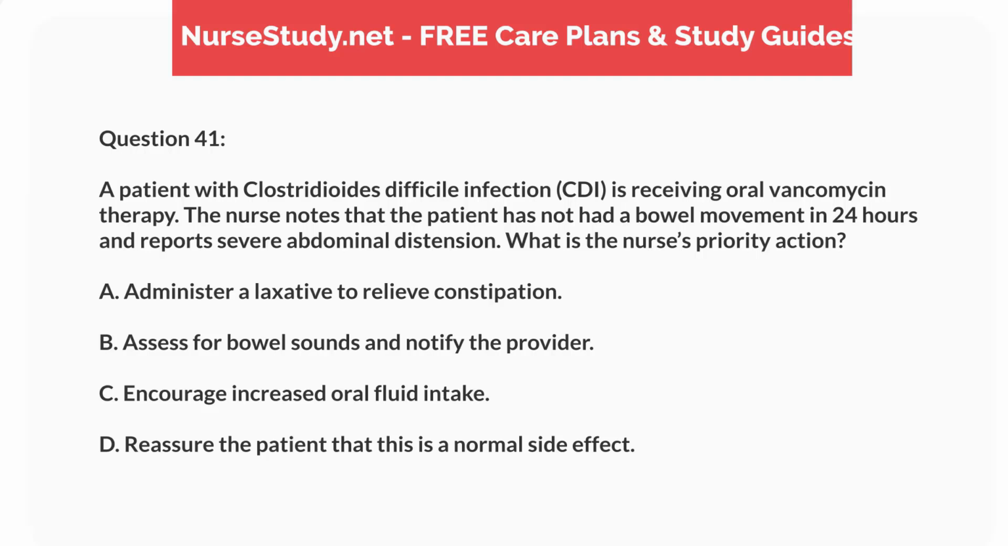Question 41. A patient with Clostridioides difficile infection, CDI, is receiving oral vancomycin therapy. The nurse notes that the patient has not had a bowel movement in 24 hours and reports severe abdominal distension. What is the nurse's priority action? A. Administer a laxative to relieve constipation. B. Assess for bowel sounds and notify the provider. C. Encourage increased oral fluid intake. D. Reassure the patient that this is a normal side effect.